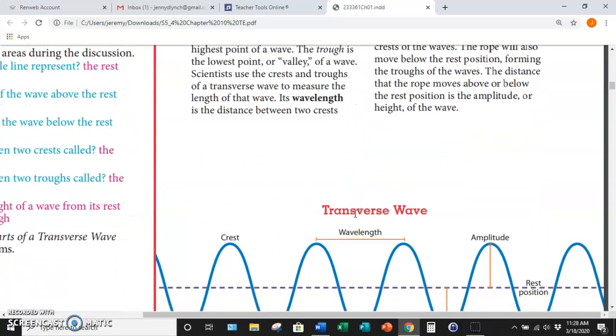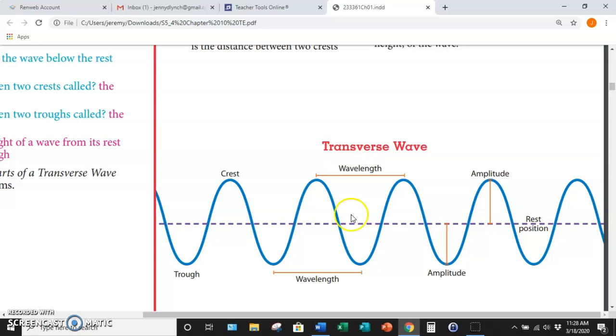So let's look at those parts now. So your valley is your trough, your mountain, your hill, or whatever you want to call it, is your crest. And then the difference between two crests, like this one, would be your wavelength, or the difference between two troughs would be a wavelength. Both of those are considered wavelengths, even though they're measured from different points. They're still between the two.